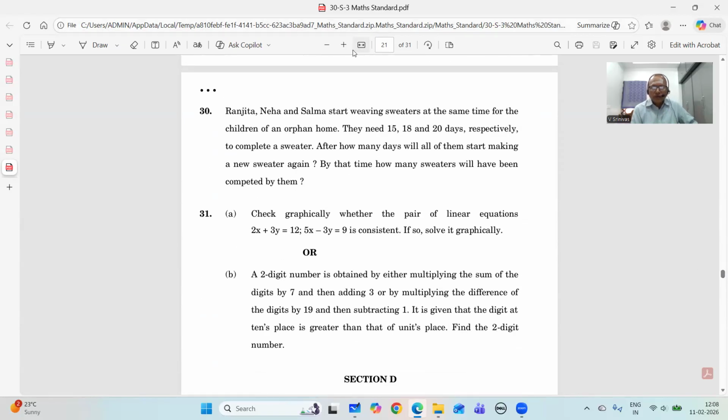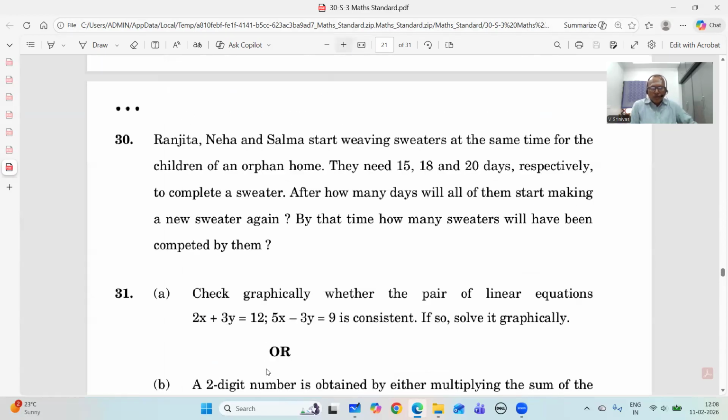Yeah, 31st. Check graphically whether the pair of linear equations 2x plus 3y equal to 12, 5x minus 3y equal to 9 is consistent. Okay.